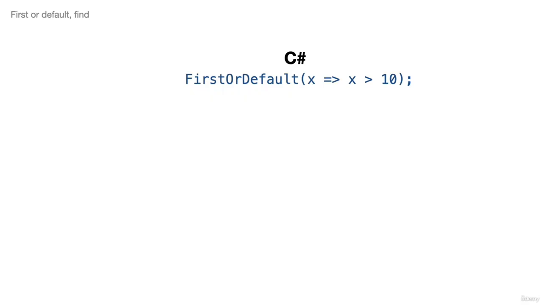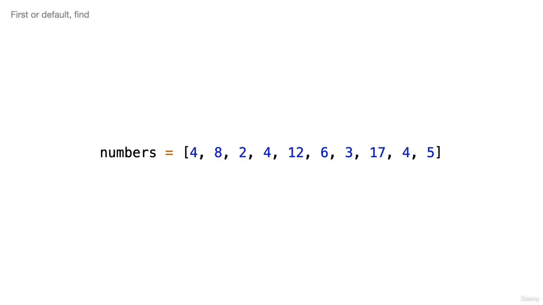Let me show you a final example of what you can do with generator comprehensions. If you are familiar with other programming languages like C#, you probably know the concept of first or default. JavaScript developers know this function as find. What does it do? Look at this list of numbers. I'd like to find out which is the first number that is greater than 10. The first or default and find function can do this. But how can you do this in Python?